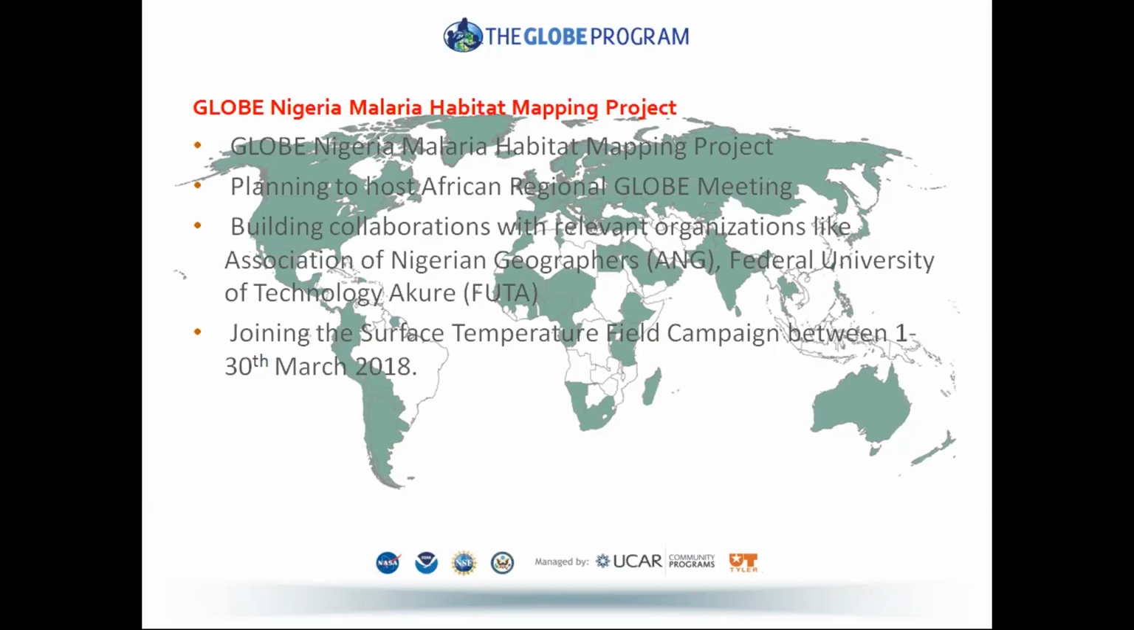So we're also building collaboration with relevant organizations like the Association of Nigerian Geographers and with some of the universities in Nigeria, like the University where Dr. Akin works, the Federal University of Technology. We are trying to build a collaboration with them and see how they can be part and parcel of the GLOBE program. We also have an intention of joining the surface temperature field campaign that will come up between 1st of March to 30th of March 2018.